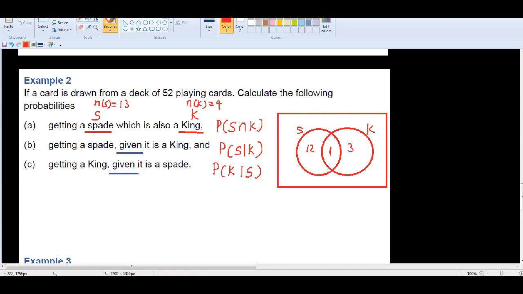But we know there are 52 cards, so how many are outside? You need to do a little bit of calculation here. It should be 52 minus 16, so it should be 36. There are 36 cards outside.